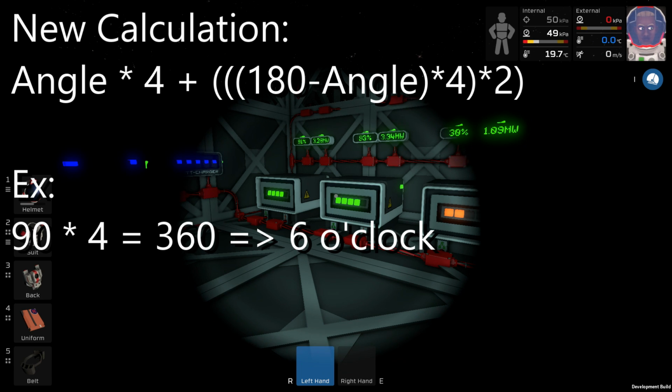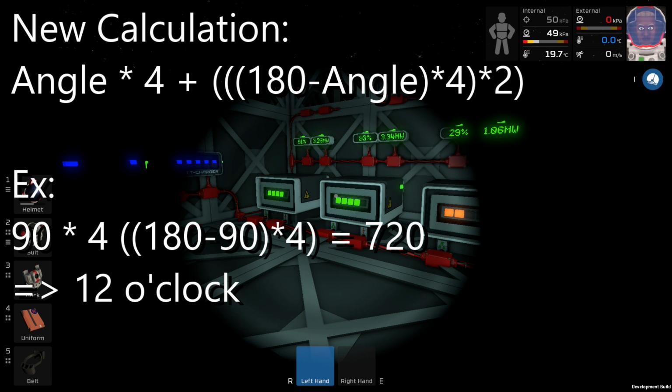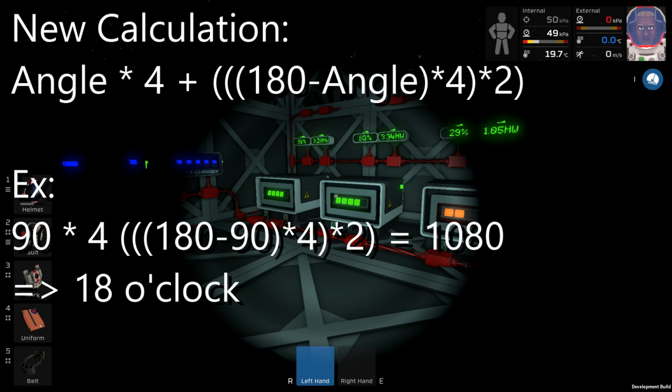Maybe let's exemplify this with 90 degrees. If we calculate 90 times 4, it results in 360, so that would be our 6 o'clock marker. However, now we not only have to add 6 hours to that, but 12 hours. Therefore, once again, we calculate the 180 degrees minus the current 90 degrees, multiply it by 4 in order to get the minutes, and then again times 2 in order to add the missing time. At 90 degrees, this results in 1080 minutes, which results in 18 o'clock.